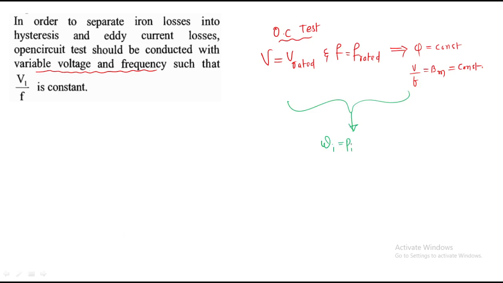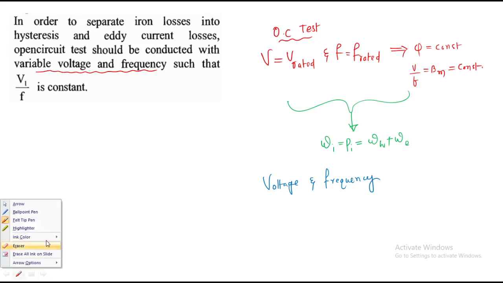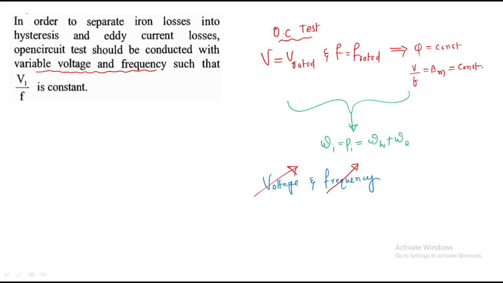Right? So these iron losses can be categorized into hysteresis and eddy current losses. Then how can we separate these losses into hysteresis and eddy current losses? In order to separate these losses, we have to provide variable voltage and frequency. Frequency and voltage should be varied. In any case, we have to maintain V by F equal to constant.